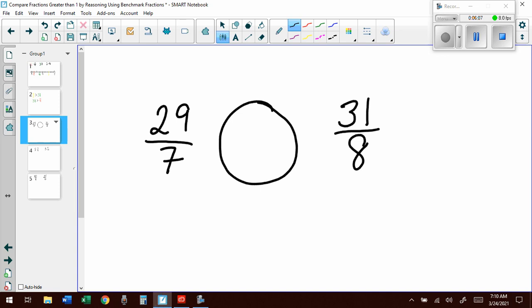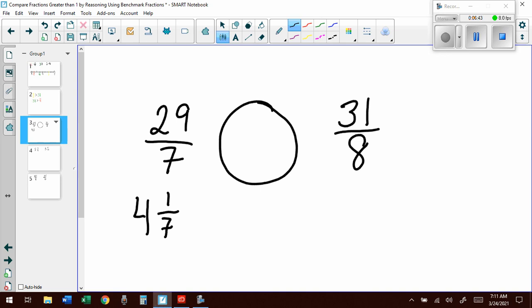So first, let's try to change these into mixed numbers. So 29/7, we're going to group count by sevenths. Use your fingers, 7, 14, 21, 28, 35. Too high, so we're at 28, which is, count your fingers, 4 whole pieces. And what's the difference between 28 and 29? 1/7.